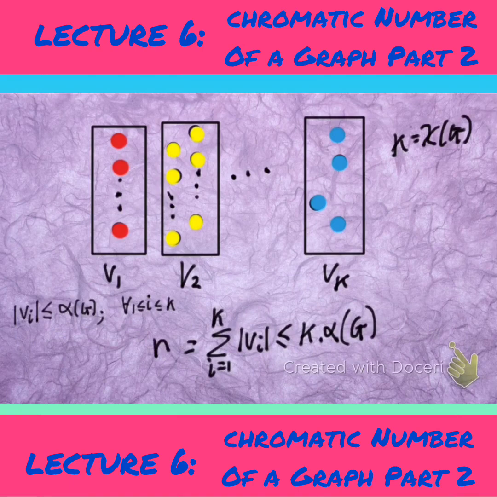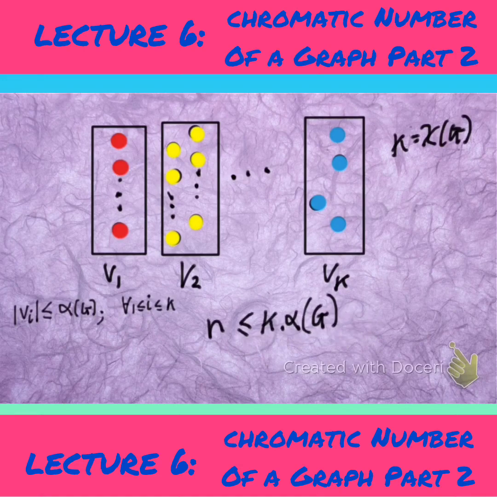So from here we basically have that n is at most k times alpha, and so that implies that the chromatic number of the graph is at least n over alpha of G.